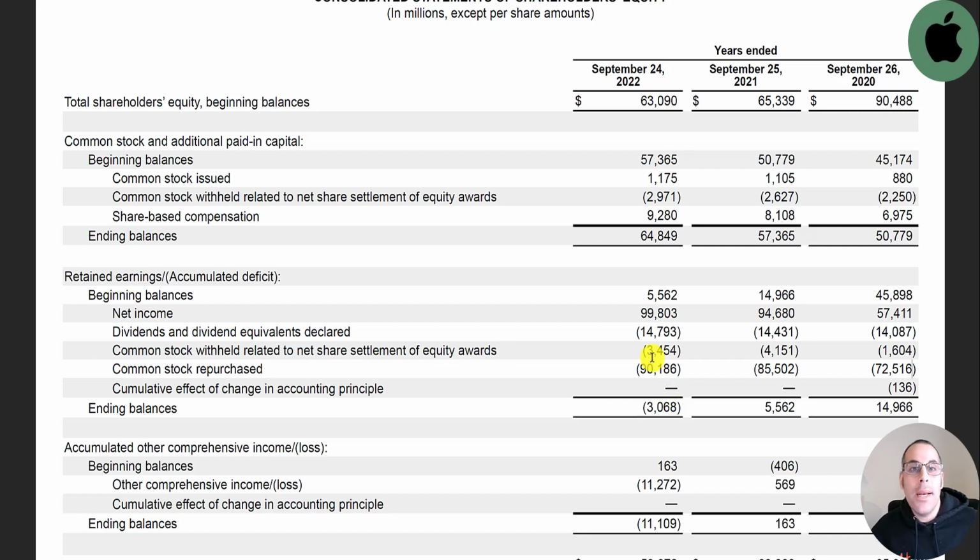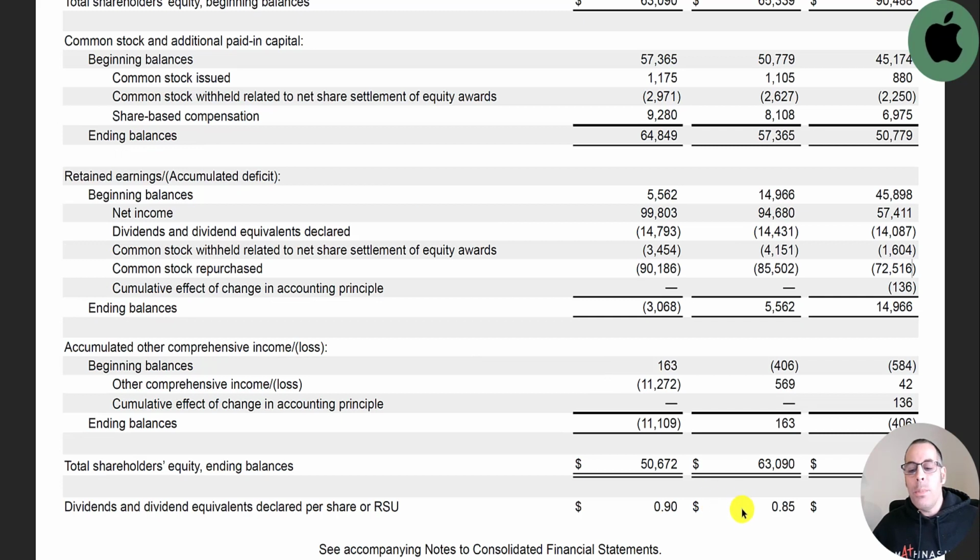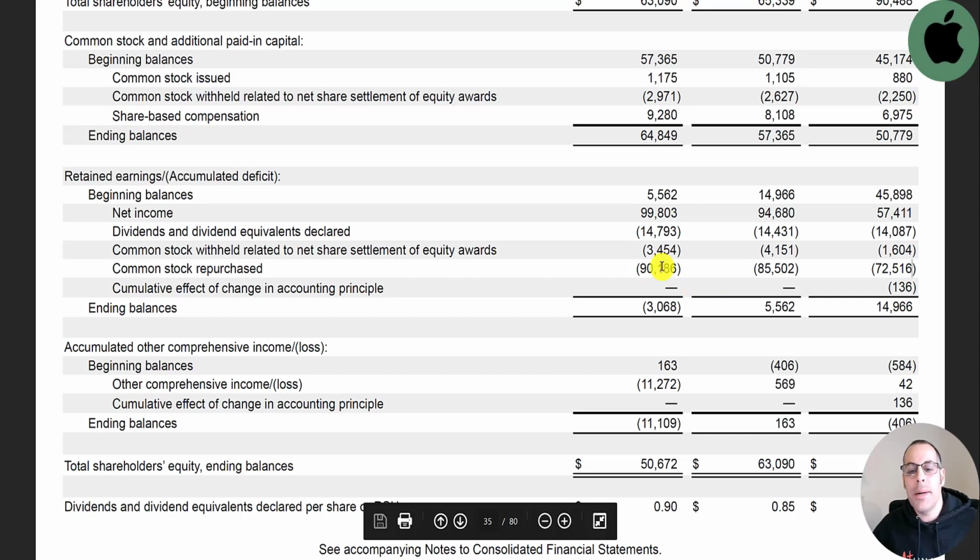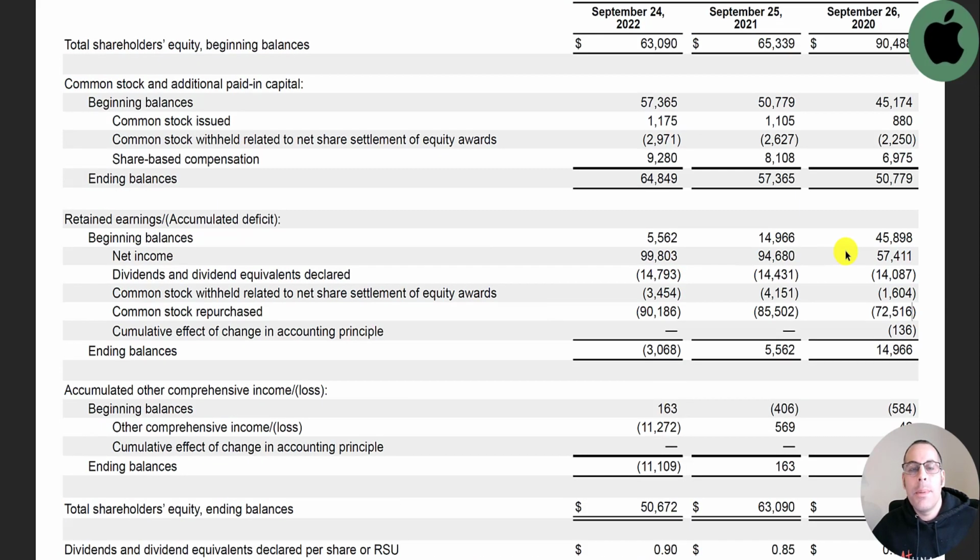So if they really needed money, Apple, they could just reissue this stock. Or if they were short on cash, they could just not buy back stock. They do pay a dividend, 90 cents a share. It went up from 85 cents. But it looks like a bulk of their excess money is buying back stock. But you may be wondering, they only had profits of $57 billion in 2020, yet they bought back $73 billion of stock. Why would they buy back more stock than their profits?